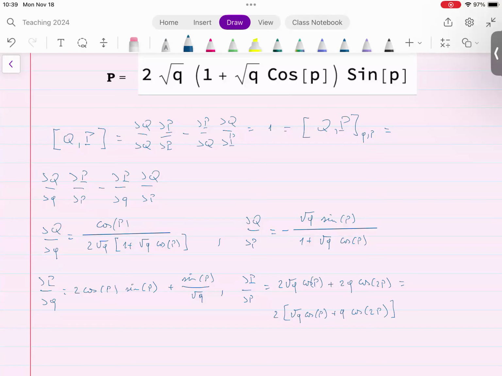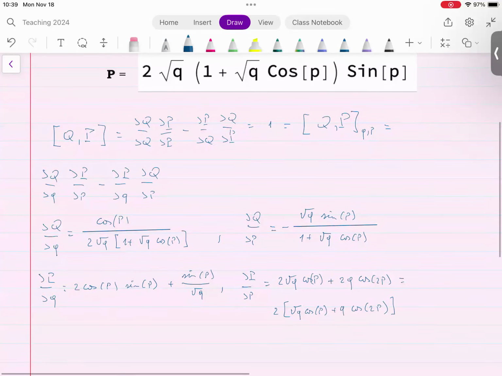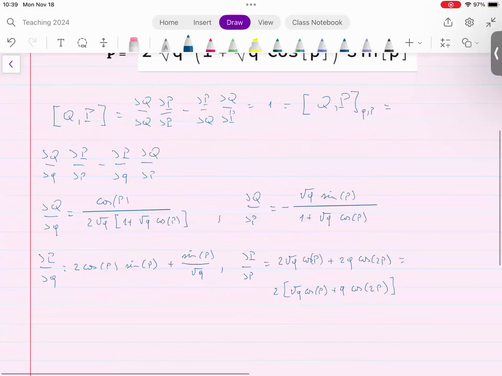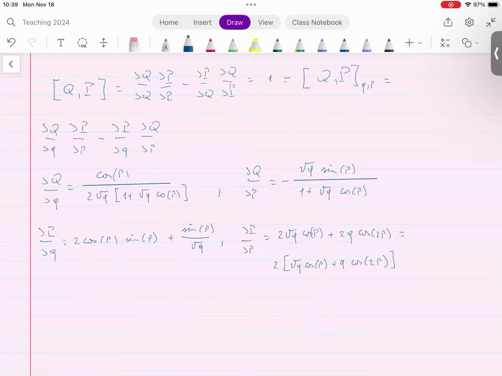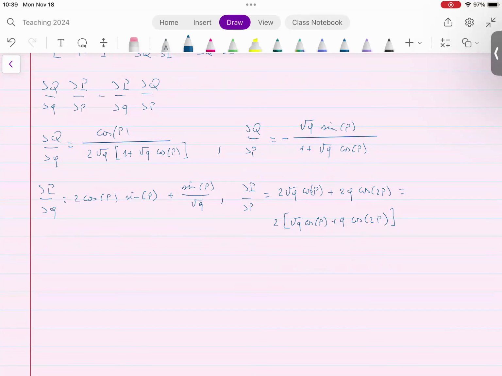Okay, so those are the derivatives, and then I plug them in here. A little bit of patience. Let's see what we get. Okay, so my Poisson bracket is going to be given by that combination of those functions.